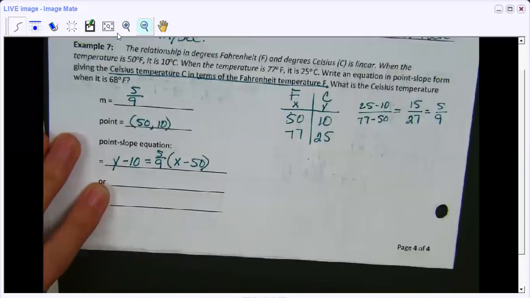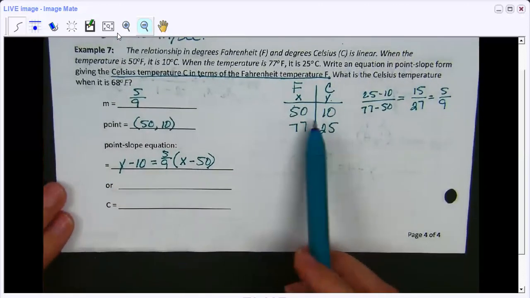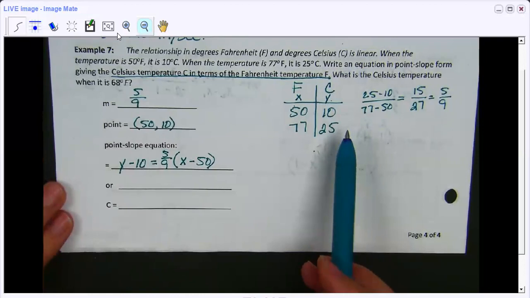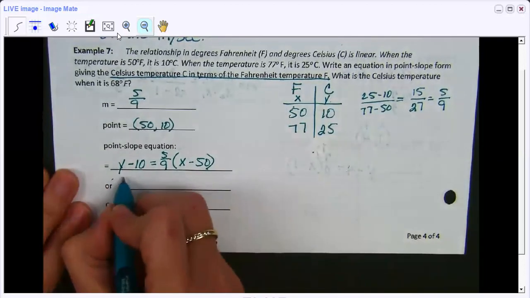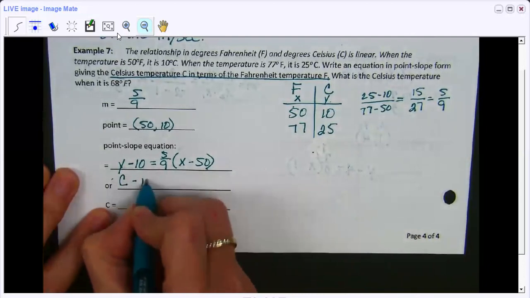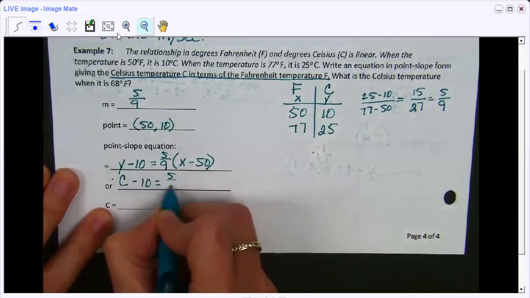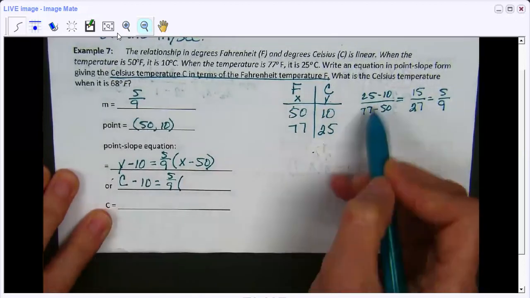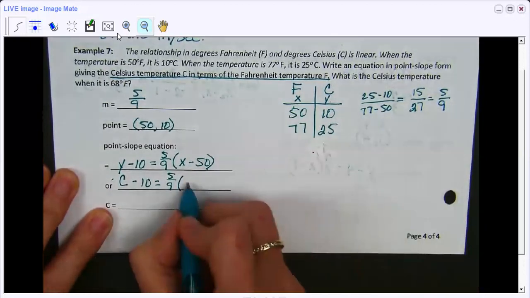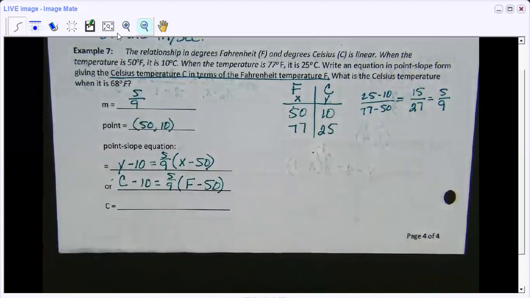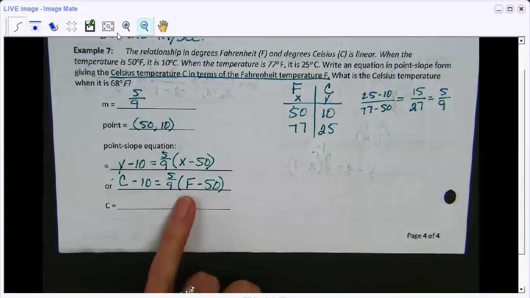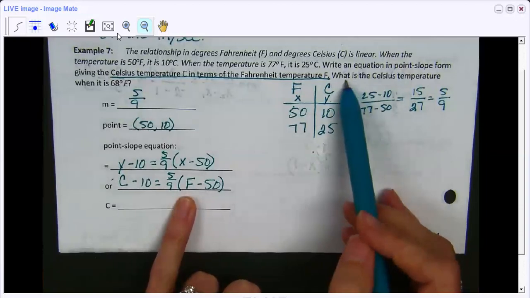Notice here in this equation, I use my x and y. What if I were to use my C and my F? Well, y is represented by C, so instead of y, I would put C minus 10 equals 5/9 times F, because F is my x, F minus 50. So here we have a formula in point slope form that we can use to answer the final question.